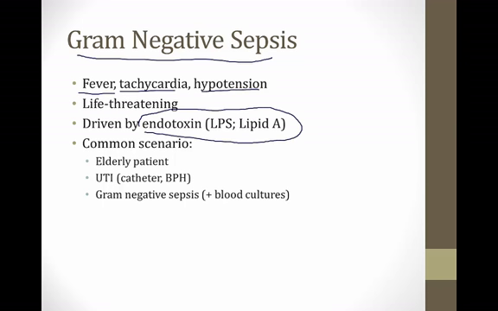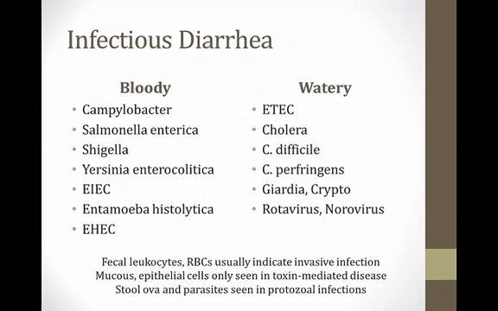And some common scenarios are an elderly patient who has a urinary tract infection. Maybe they had a catheter inserted in the hospital, or maybe they have prostatic hypertrophy so that they have poor urine flow, and then they develop gram-negative sepsis with blood cultures showing gram-negative bacteremia. This is often from a UTI that's gotten into the bloodstream, and it's often from E. coli.